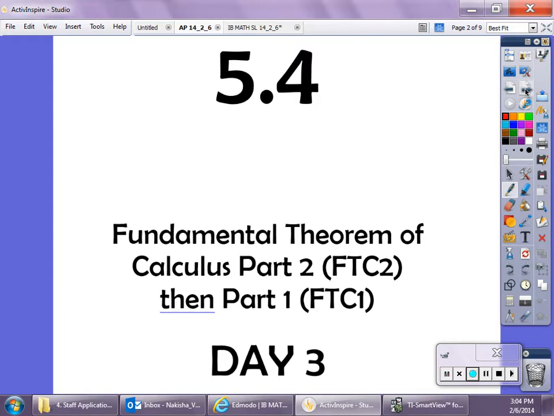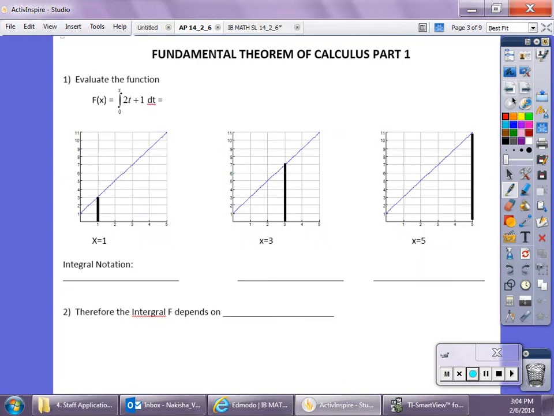So day 3, here we go. I'm going to start you off here. Fundamental theorem of calculus part 2 was where the integral from a to b of f of x dx was f of b minus f of a. So just so that we're clear of what I just said, FTC2 was this piece, how you evaluate your definite integrals.